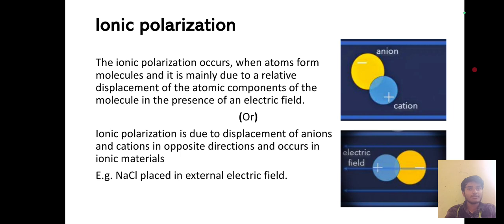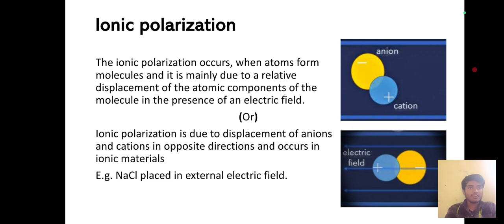Ionic polarization. We can define ionic polarization as follows: ionic polarization occurs when atoms form molecules, and it is mainly due to relative displacement of the atomic components of the molecule in the presence of an electric field. Or, ionic polarization can be defined as the displacement of anions and cations in opposite directions, and it occurs in ionic materials. Example: NaCl placed in an external electric field.